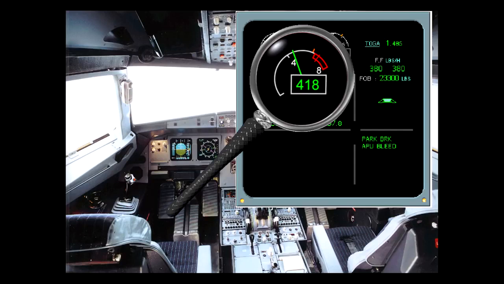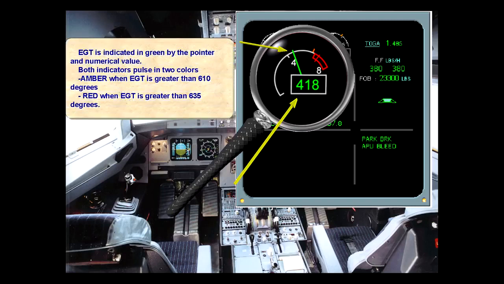EGT is indicated in green by the pointer and numerical value. Both indicators pulse in two colors. Amber when EGT is greater than 610 degrees. Red when EGT is greater than 635 degrees. The amber tick indicates the maximum allowable EGT.